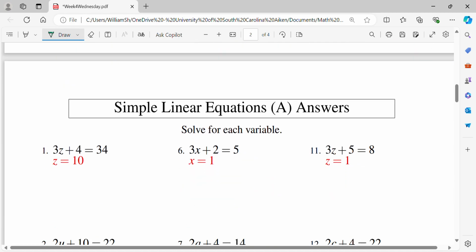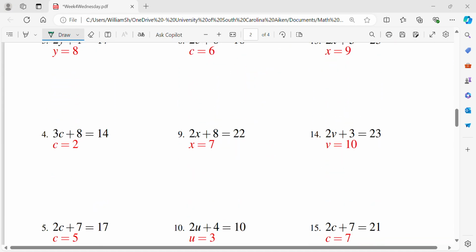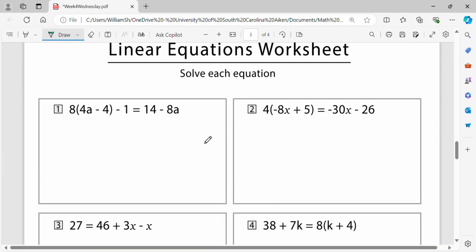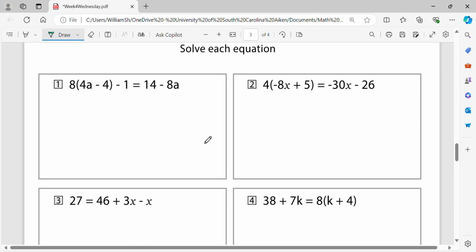But not everything's going to be that simple, obviously. So, let's continue on and look at something a little more complex. Alright, here I have 8 times (4a minus 4), minus 1 equals 14 minus 8a.